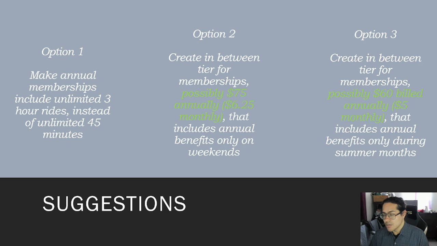The first would be to incorporate the benefits of the daily pass into the annual pass and just bump up the benefits that are included. So instead of the annual pass having unlimited 45-minute rides throughout the year, bump it up to have unlimited 3-hour rides or just unlimited rides in general.